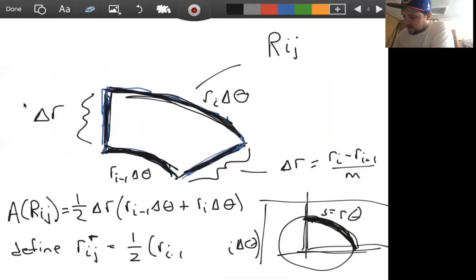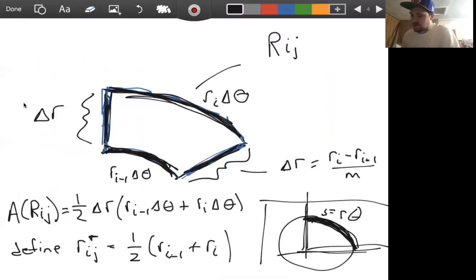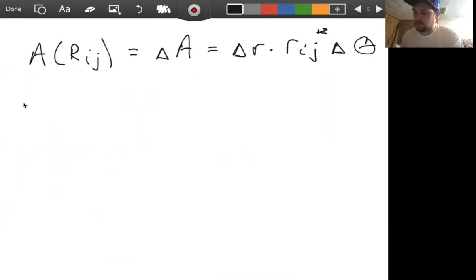Or, so here, my bad. No delta thetas here yet, right? We're just redefining this radius. So this is R_{i-1} plus R_i over 2. And so you can pull out a delta theta from here and here. And once we define R_ij star like this, then our area is delta R times R_ij star delta theta. And this gives us a formula for the area.